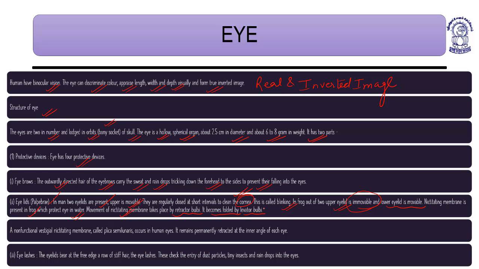In frog, the upper eyelid is immovable and the lower eyelid is movable. The nictitating membrane is present in frog to protect the eye in water. Movement of the nictitating membrane takes place by retractor bulbi and it becomes folded by levator bulbi. So levator bulbi and retractor bulbi.